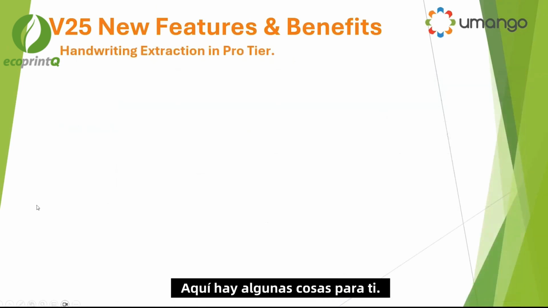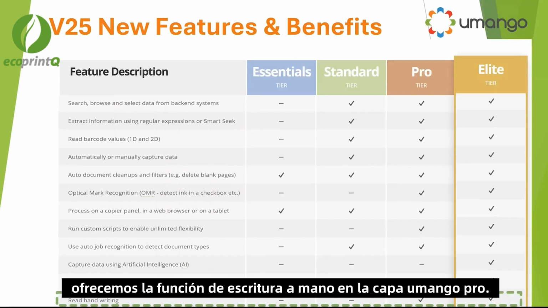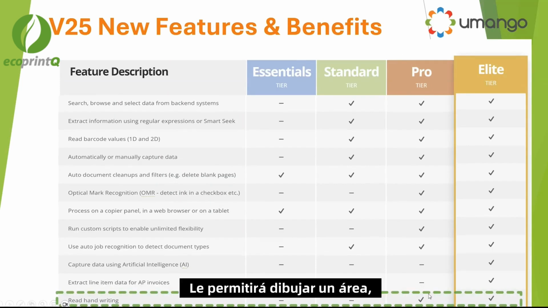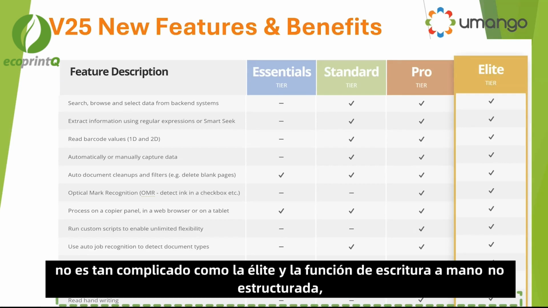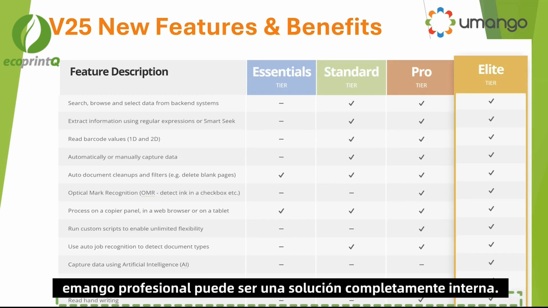Okay, we're almost done with our session. Got a couple of things for you here. Just to mention, in version 25, we are offering handwriting capability within the Umango Pro tier. We're utilizing ABBYY's handwriting extraction. It will enable you to draw a zone, specify it's handwriting, and get that extraction. It is not as sophisticated, of course, as the Elite tier and the unstructured handwriting capabilities, but a superb opportunity at a great pricing point. And remember, Umango Professional can be completely an on-premise solution.